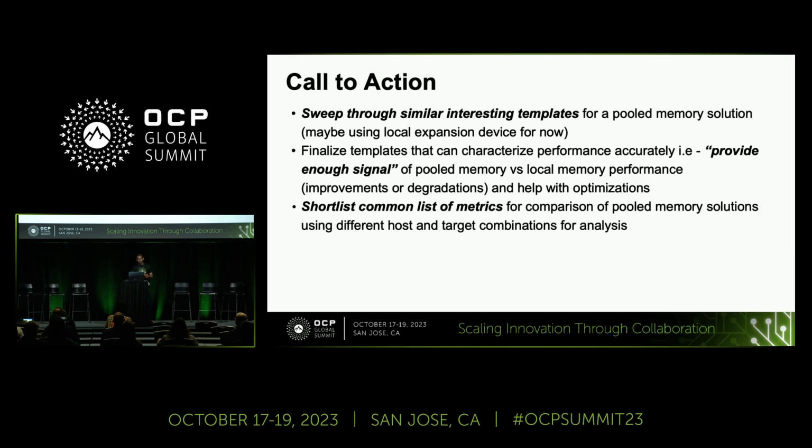So, call to action, I'm looking for help. I'm going to upload all these benchmarks to the folder. And I'm hoping that vendors and other partners can sweep through similar templates. It's super easy to swap out Omnetpp for MCA or GCC based on the use case that you have in your organization. And then collectively come up with a list of signals or metrics that all of us can use to compare different solutions and really identify the right-size solution for the TCO benefit.